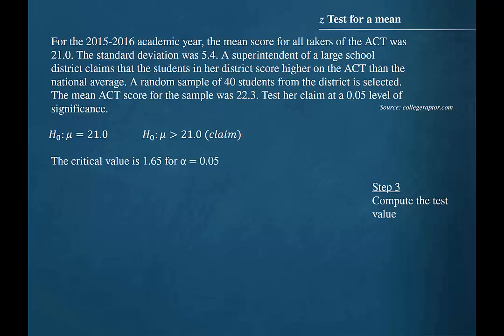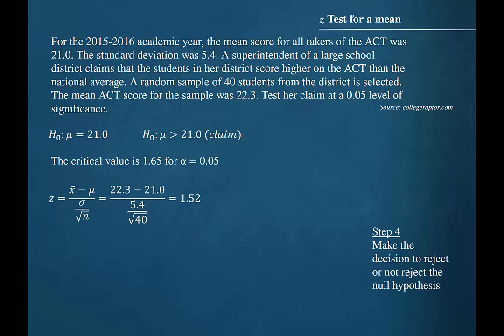Step 3 is to compute the test value. We will use the formula x bar minus mu divided by the quotient of the population standard deviation and the square root of the sample size. Substituting these values into the formula results in a z-test value of 1.52.